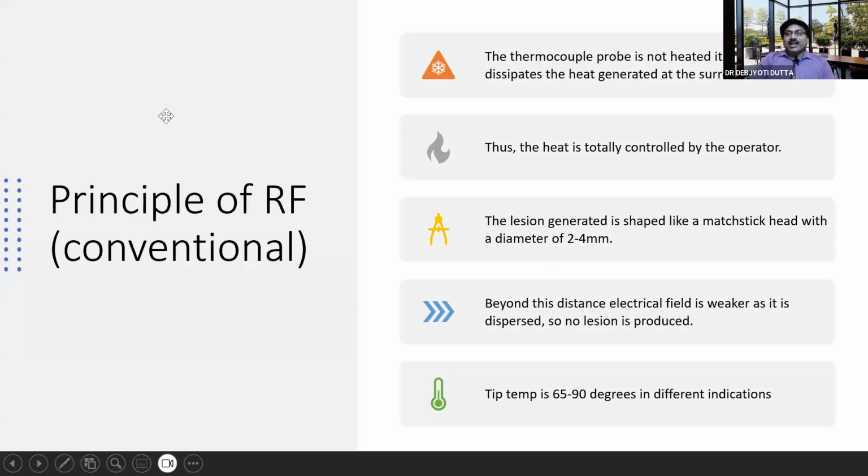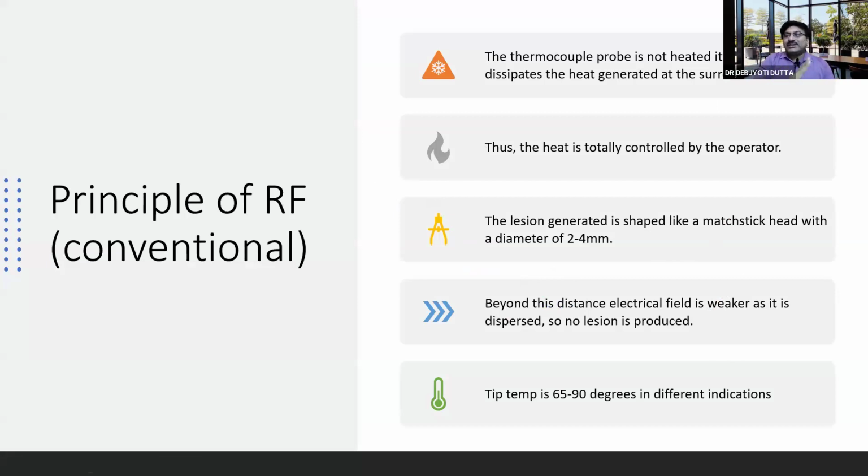After putting it there, we have to start the current. The current is given in a very measured way, and this current will generate heat. But before giving this current, we have to do two important things: one is the sensory stimulation, and the other is the motor stimulation. That means, to be sure we are close to a nerve, we have to do three things.